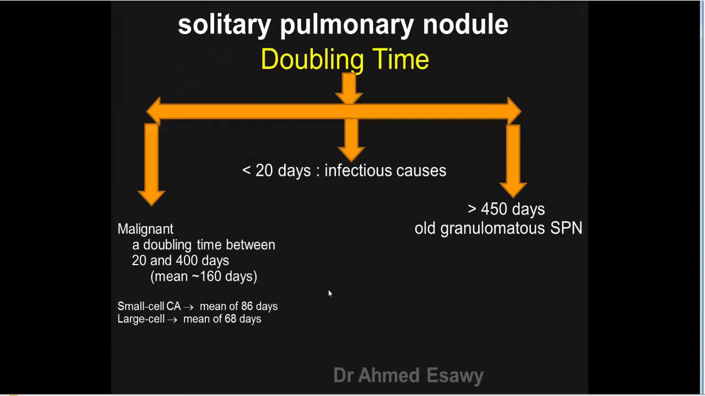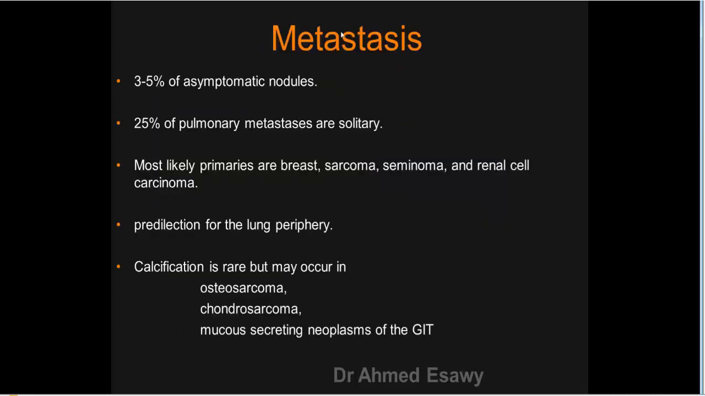Doubling time in solitary pulmonary nodule: less than 20 days in infectious causes, and more than 450 days in old granulomatous solitary pulmonary nodule. Malignant doubling time is between 20 and 400 days, mean 160 days. Small cell carcinoma, mean 86 days. Large cell carcinoma, mean 68 days.